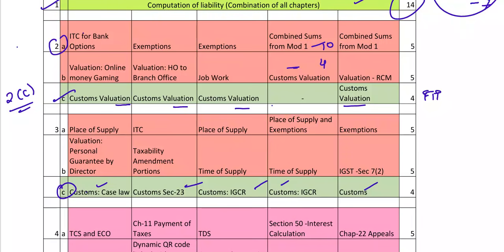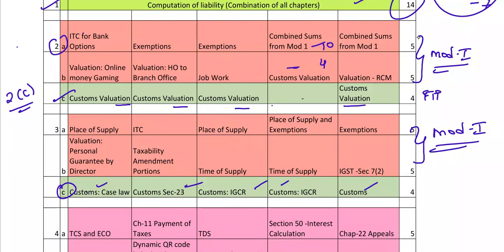2AB, 3AB. These 2 areas are going to be from module 1. If you go and refer your study material, module 1 has your supply chapter, charge chapter, time of supply, value of supply, place of supply, and your exemptions. You can go and refer to those areas.